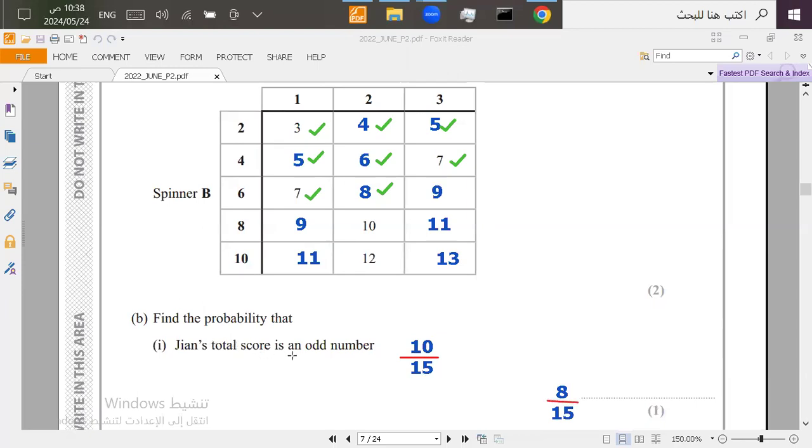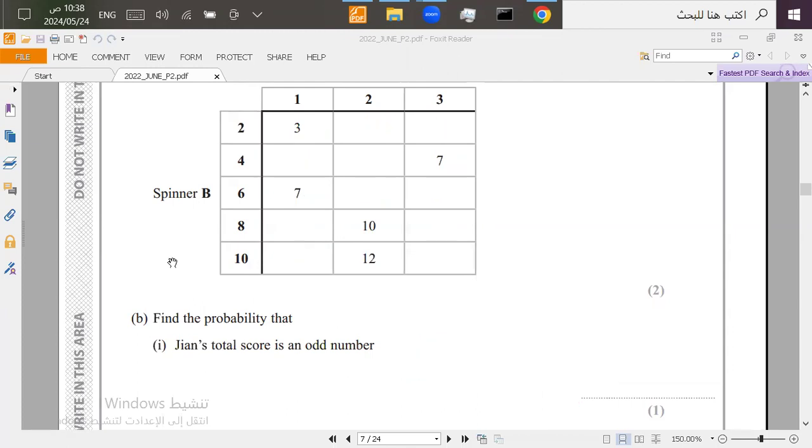The probability of having a total score of an odd number is 10 over 15. And this is how you answer a question like this. Now, with probabilities, you can simplify. You can say we divide this by 5, divide this by 5, and it's going to be 2 over 3. You can do that. Or even if you left it like this without them asking for simplifying, because they might ask you for probability in its simplest form. But if they didn't, it's okay. You can simplify or not. Leave it like this. No problem. Now, let's move on to the next question.